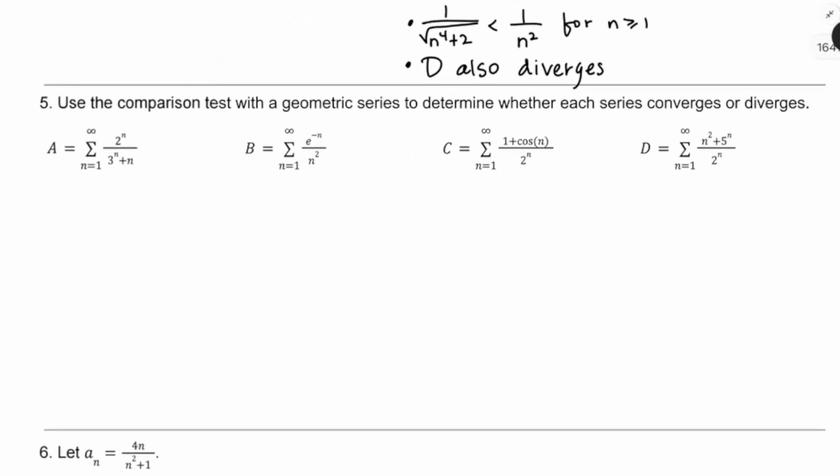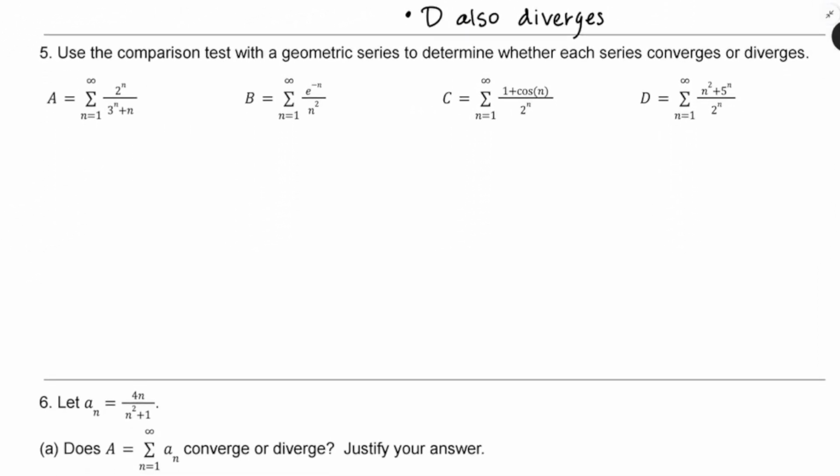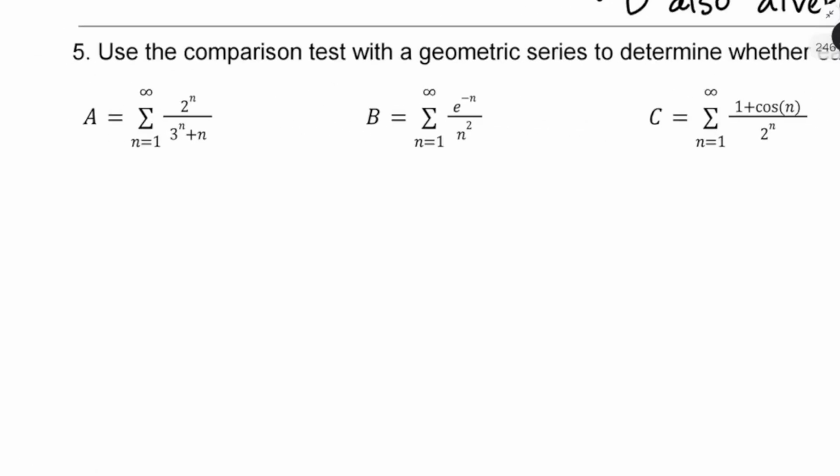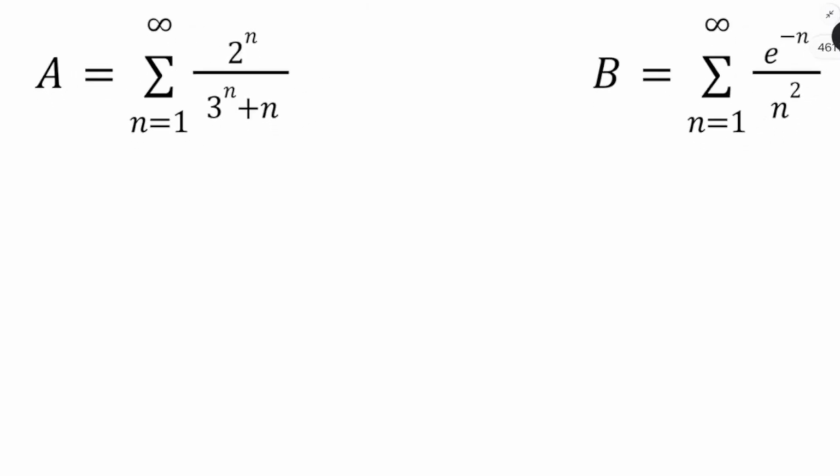All right, then we're going to use the comparison test with a geometric series to determine whether each series converges or diverges. So that's a lot of direct comparison, but I did this on purpose, right? And that's why I'm slowing down this class to do 2 days for 11.2 and 2 days for 11.3, so we can get as much practice in as we need.